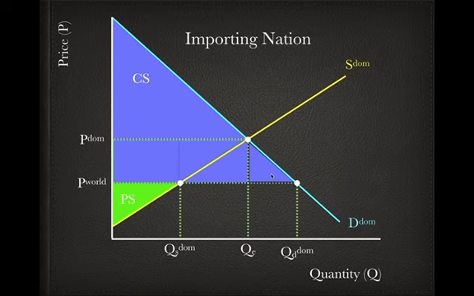This triangle is the extra consumption that occurs because of the lower world price and imports coming in. Remember, when we were in a domestic market equilibrium, we had QE being produced and consumed. Now, QD is greater than that. So this is consumer surplus that's created by new consumption of that imported product.